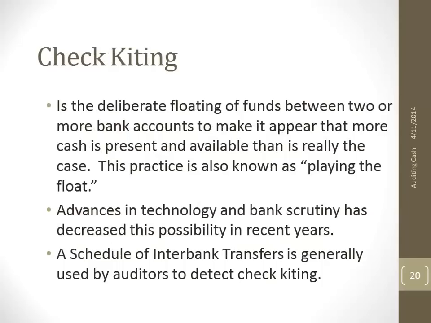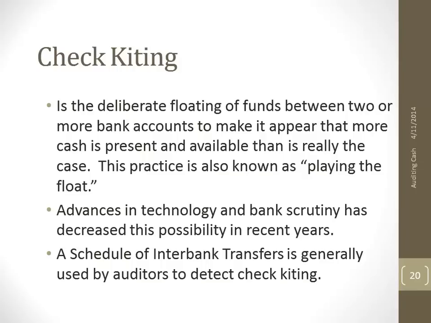Moving on, let's quickly talk about fraud with respect to cash. Check kiting is where there's a deliberate floating of funds between two accounts. Basically, you're moving funds between two accounts, and the company might be trying to do something to make those accounts look better than they really are, for example if they have debt covenants tied to a cash account. Because of technology and bank scrutiny, you don't see this as much in recent years.